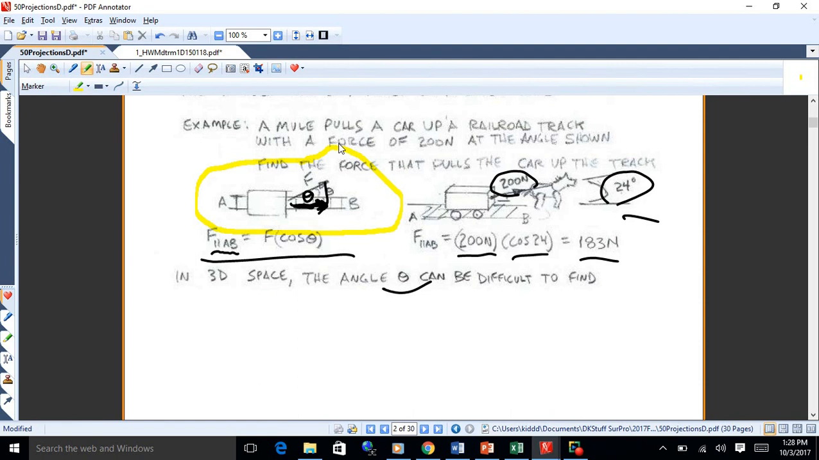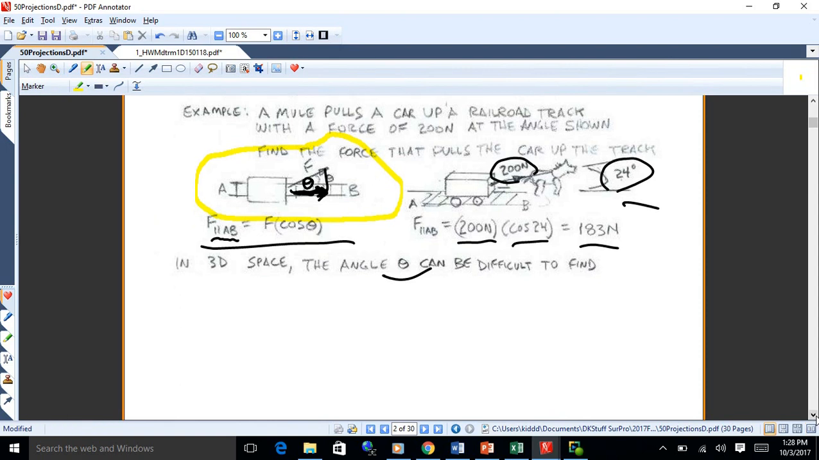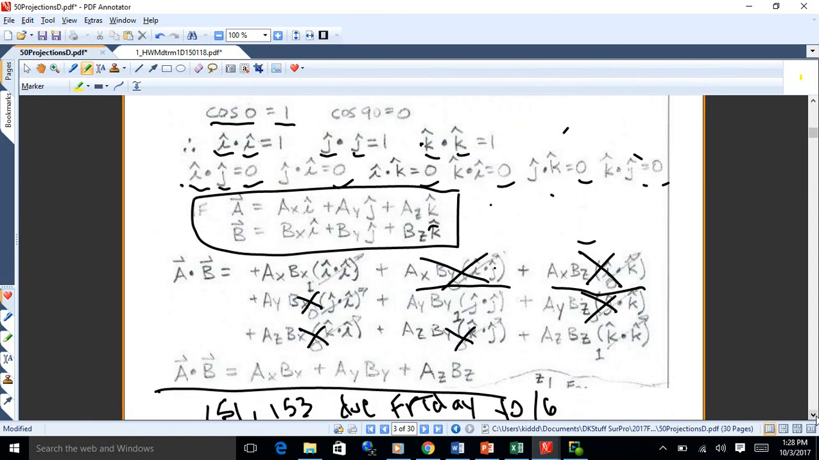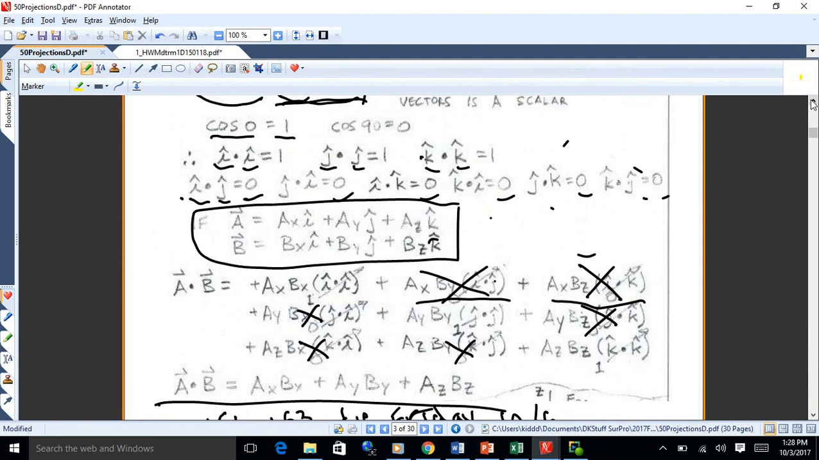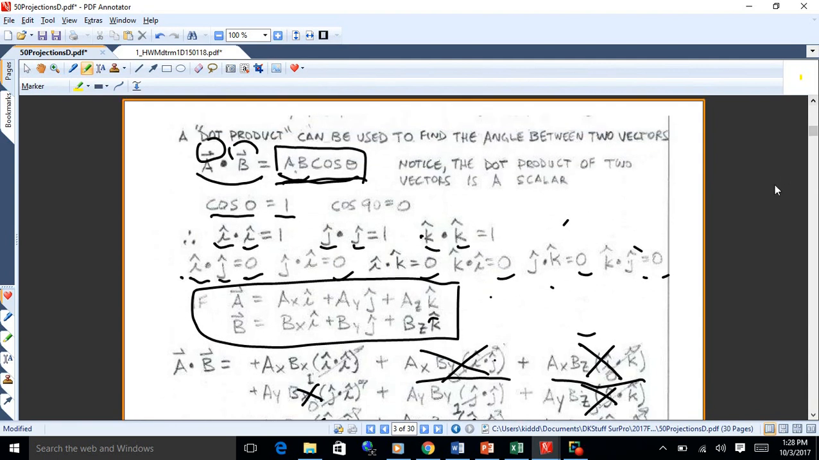Now in 3D, it gets trickier because you can't find theta quite as easily as you often can in 2D. So in 3D, we need a little bit of a mathematical tool to accomplish that. There's a nice tool that was developed in mathematics. It's called a dot product. I'm not sure which page we're on here. Where are we at? 200? Okay, thank you. We're on 200.